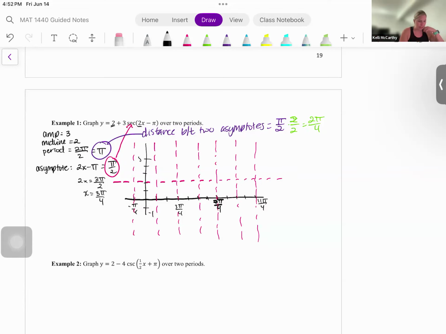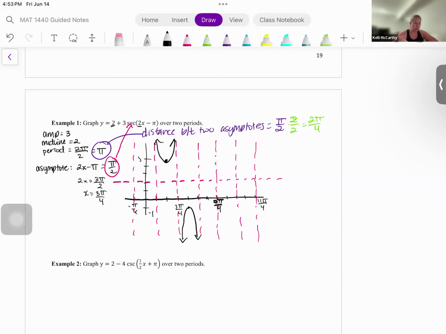All right, so again, the idea that this 3π/4 was that very first positive asymptote, which means the branch that opens up is going to be just to the left of that, meaning halfway between 3π/4 and π/4 is where we have the minimum of that first branch. So here's that first branch. Halfway between 3π/4 and 5π/4 is where we have the maximum of that second branch. So this is one period that we've drawn.